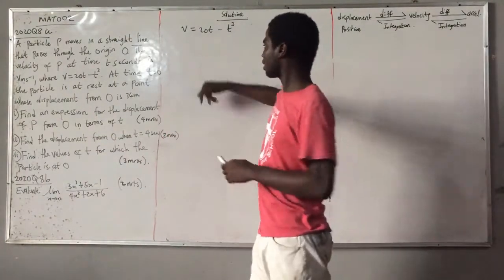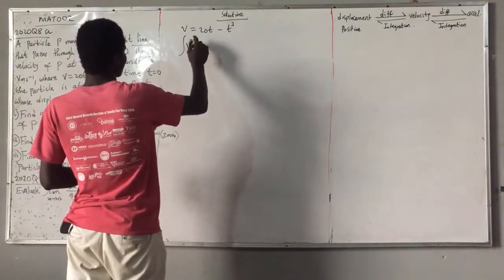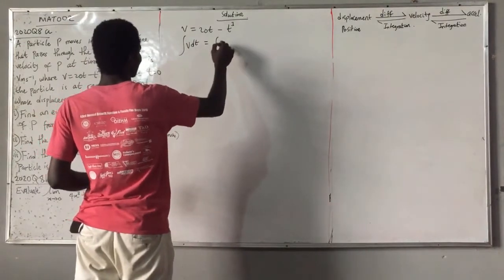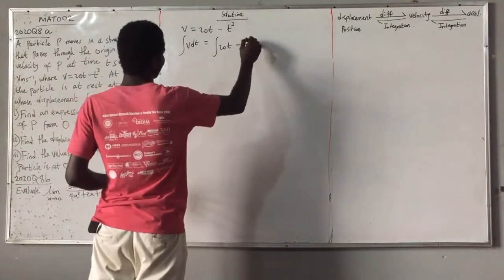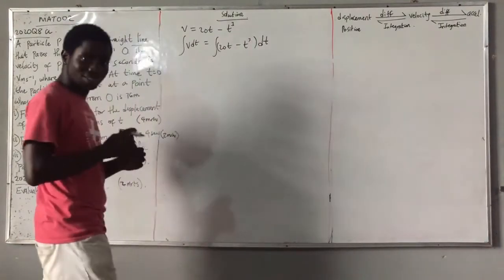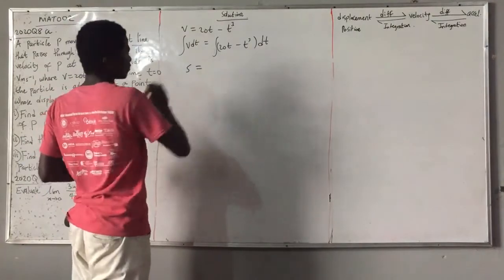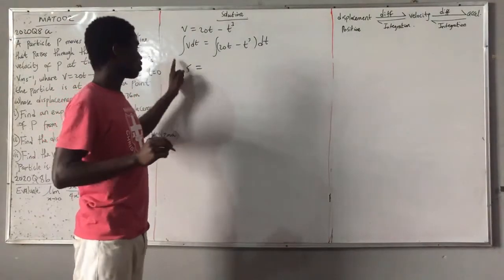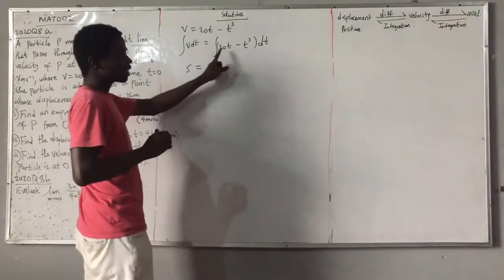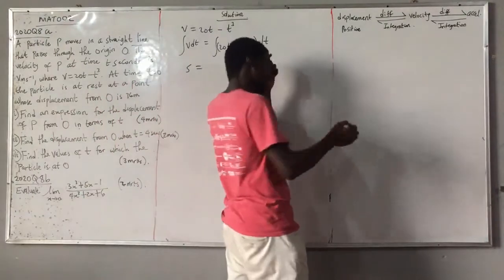So, integrate v with respect to t, and this one, 20t minus t cubed dt, right? Integrate it. This one will become displacement, position, s. This one will become s, position or displacement, any one you want to call it. Then integrate this one. No, let me give you one rule of integration.